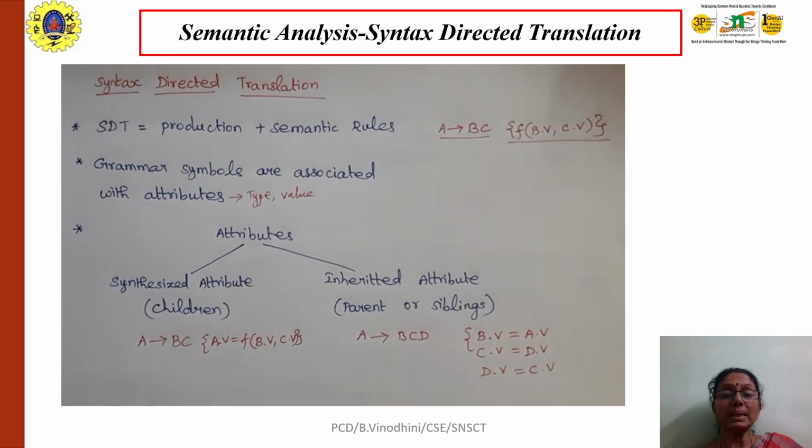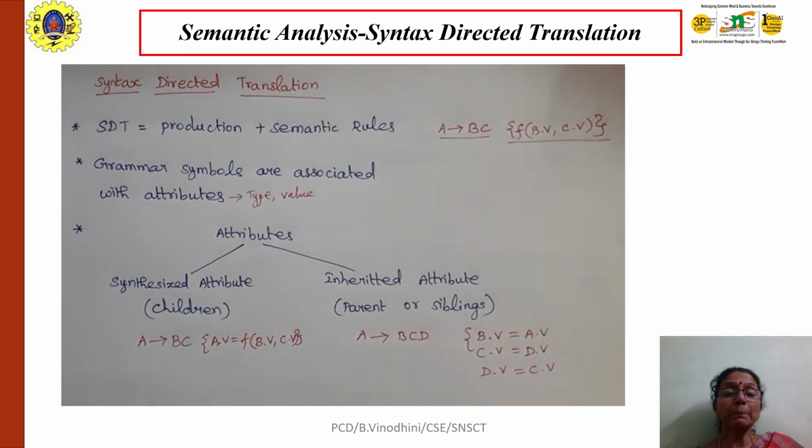In the semantic analyzer, we use two terms: syntax directed definition and syntax directed translation scheme. What does syntax directed translation mean? It is a combination of production plus semantic rules. Suppose you have the production A tends to BC. What semantic action do we have to perform? The values of B and C are multiplied, and that value is stored in the resultant A. That is the semantic action performed for that particular production, and it is given in the translation scheme.